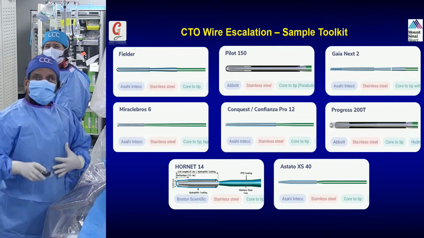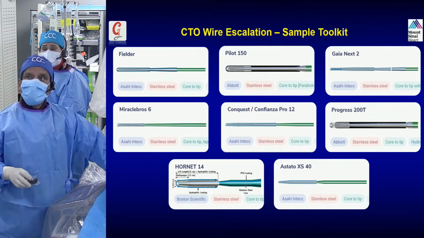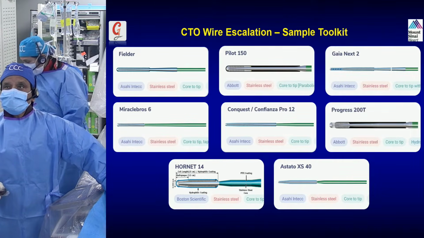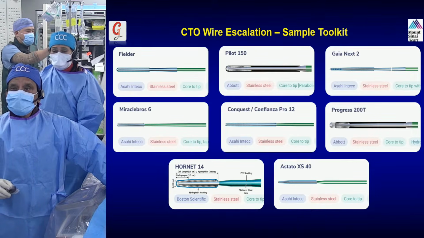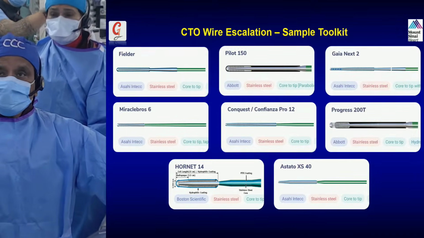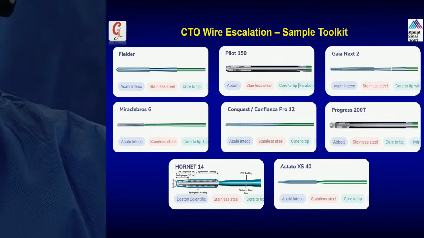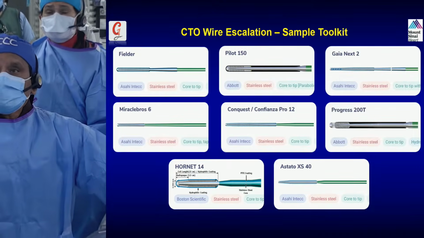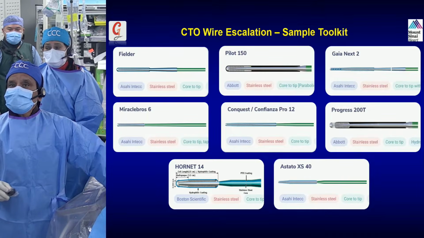So this is the CTO wire escalation. This is just a sample. I think it always gives you a bird's eye view of what wires you need and what wires we need to learn. So as usual, we always go with the soft polymer jacketed soft-tipped wire, which will be the Fielder right there, first one. And we will go with various Fielder family wires. Then it's up to the operator.